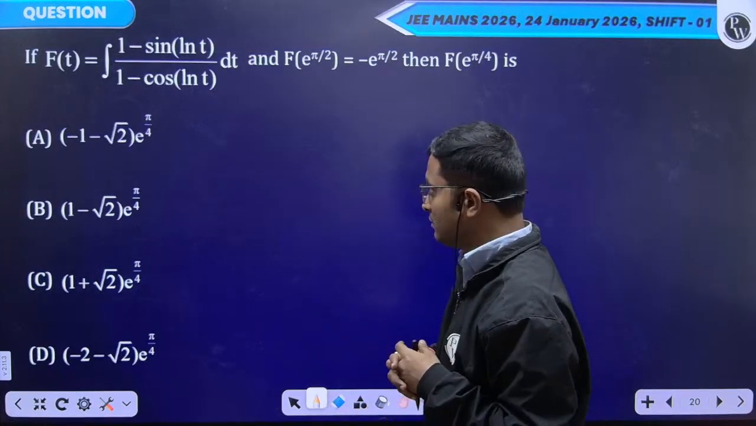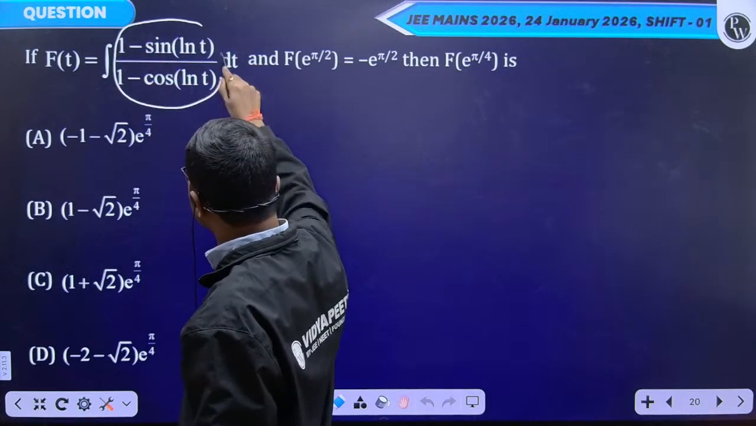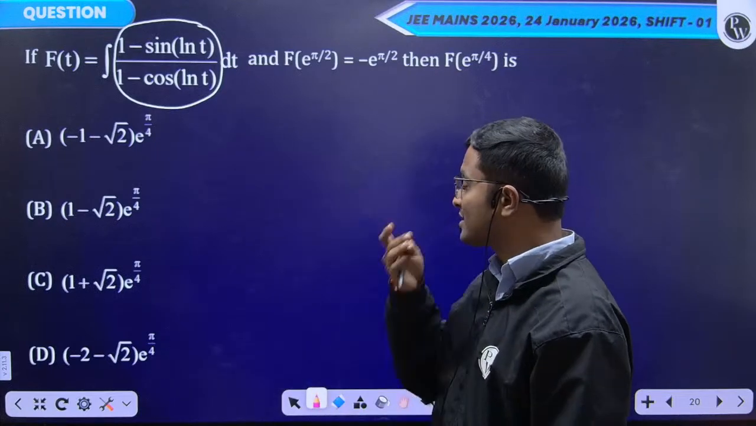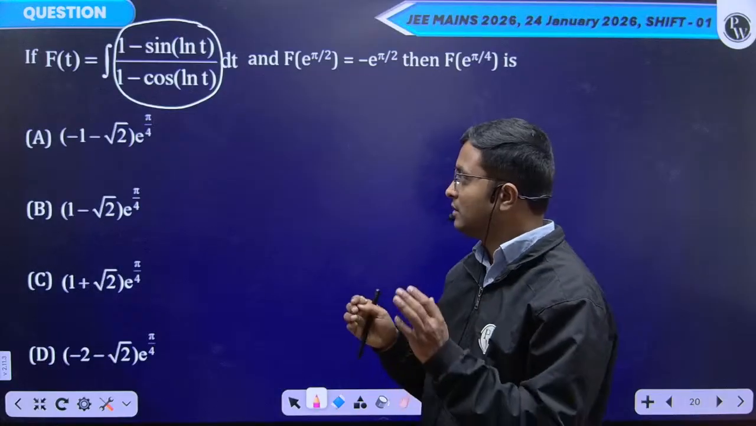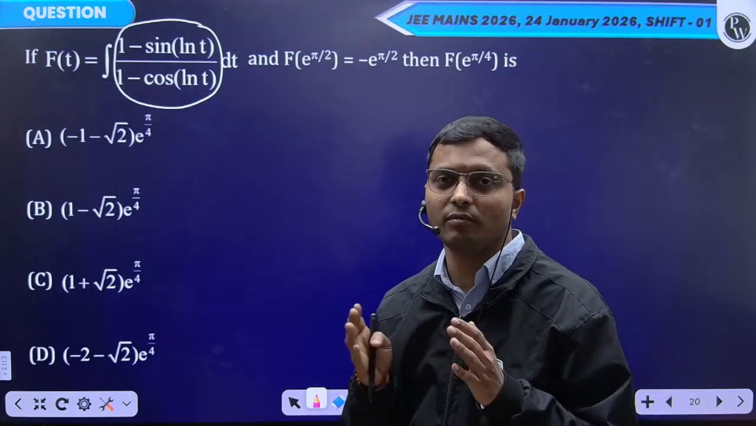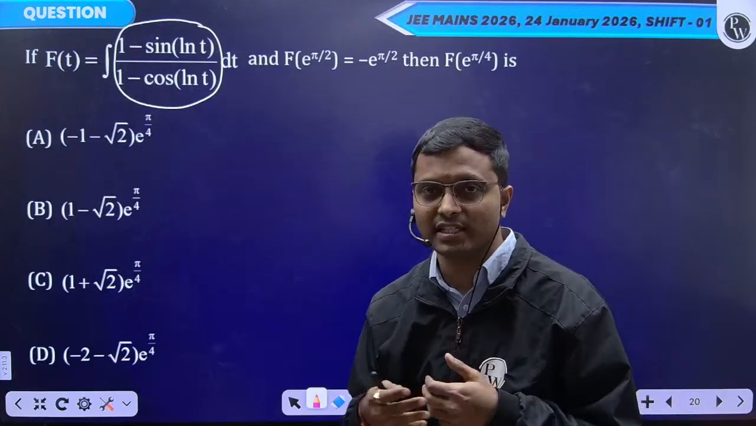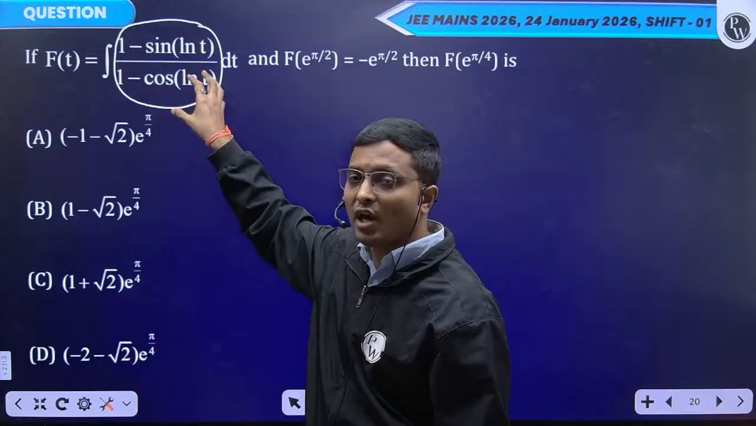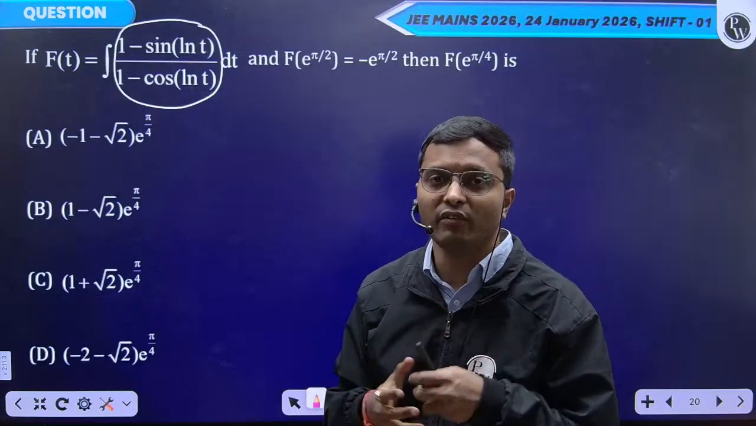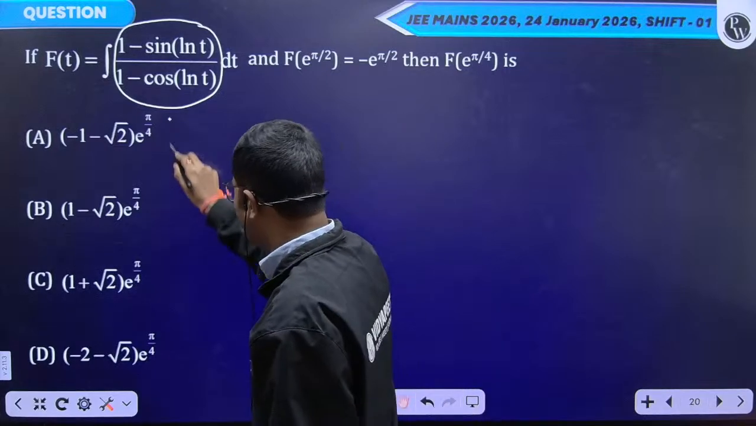Okay, so let us try to understand this expression. Integration of 1 minus sine of ln t by 1 minus cos of ln t. Again, it is somewhat difficult, but if you remember the trigonometric formulas, we can do this. Let us try to simplify this expression, because in the way it is present now we cannot do the integration directly. We need to modify it into an integrable form. Okay, so let us try to do that.